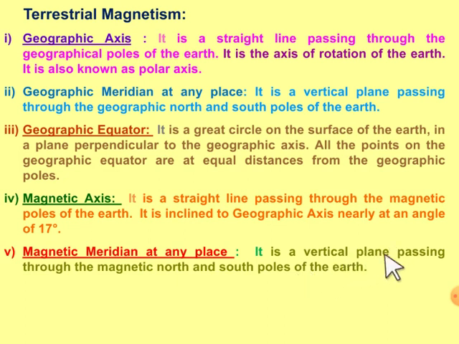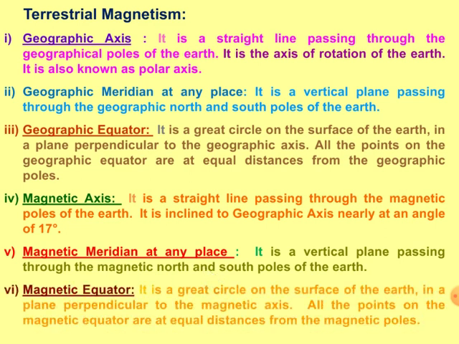So what is the magnetic meridian? It is a vertical plane passing through the magnetic north and south pole of the Earth. That means it is a vertical plane passing through where? Magnetic axis. That is the meaning. Okay, and let's see about the magnetic equator. It is a great circle on the surface of the Earth, in a plane perpendicular to the magnetic axis. So all the points on the magnetic equator are at equal distance from the magnetic pole, just as we have in the case of what? Geographic equator. Like that, here also all the points on the magnetic equator will be equidistant from the magnetic north pole or south pole.